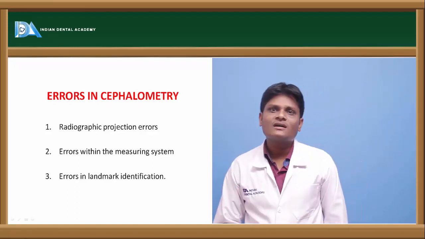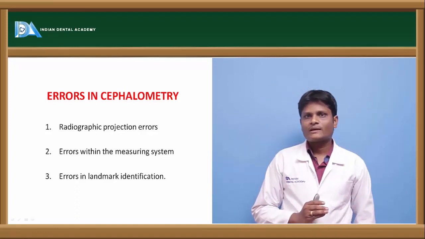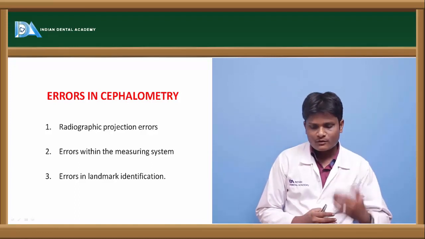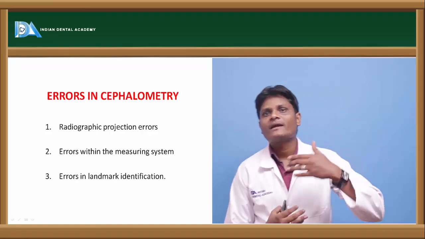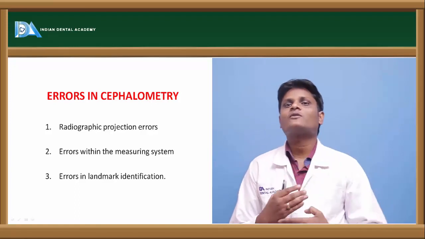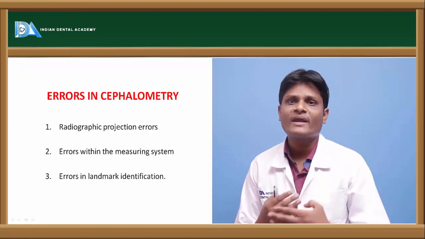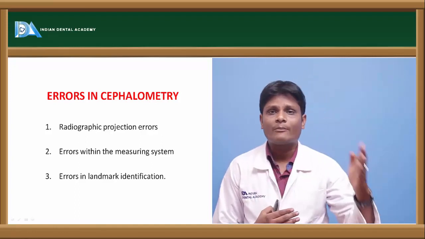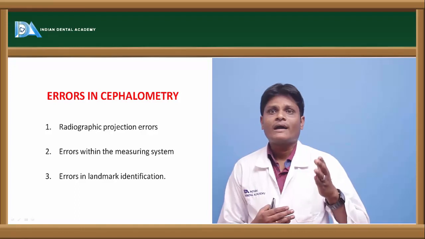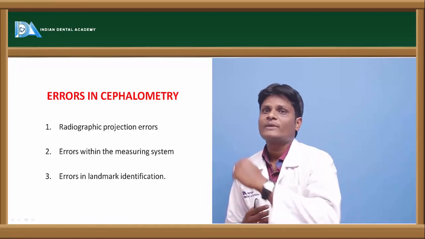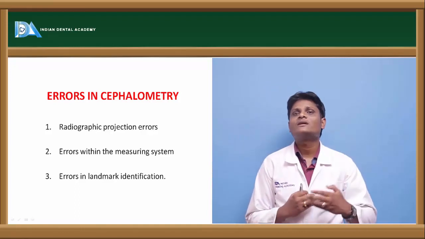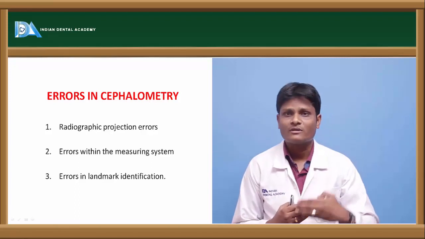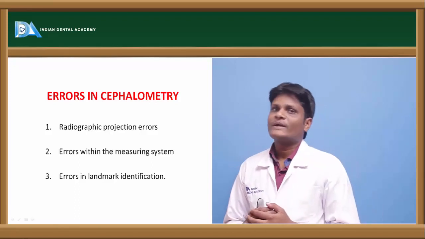Now, errors within the measuring system. If during the radiographic analysis we come across any problems with the measurements that we make on the lateral cephalometric film, then we will land up with abnormal values, which will add to an error in the cephalometric analysis. So we should be careful with the measuring systems that we use during cephalometric analysis.